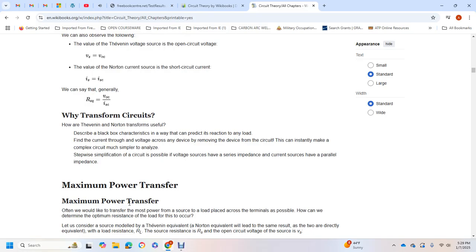However, why are Thevenin and Norton transforms useful? They describe a black box's characteristic and give a way to predict the reaction to any load, found through the current-voltage graph of the device. Removing the device from the circuit instantly makes a complex circuit much simpler to analyze. Stepwise simplification is possible: voltage sources have series impedance and current sources have parallel impedance.